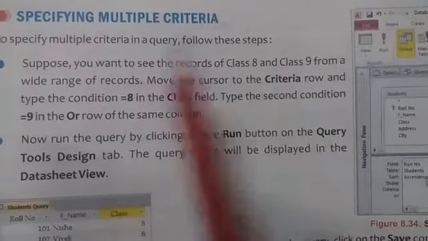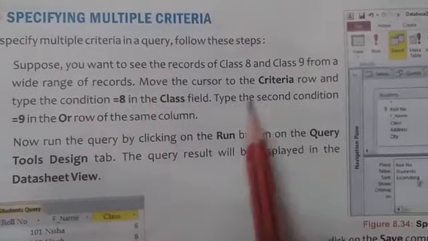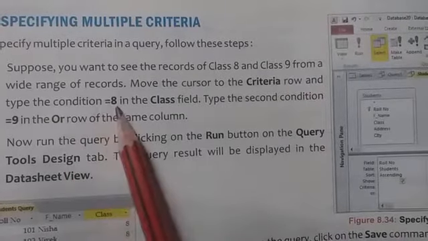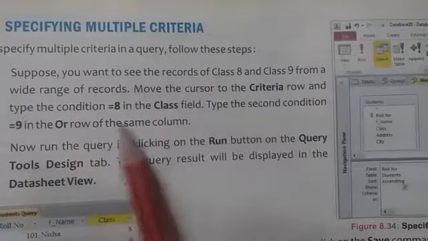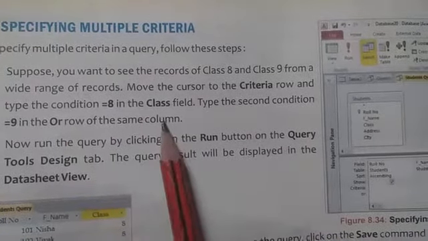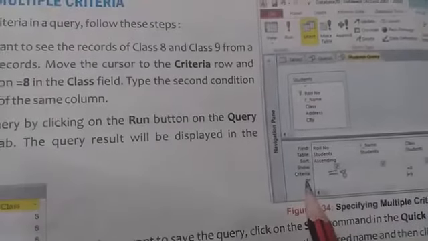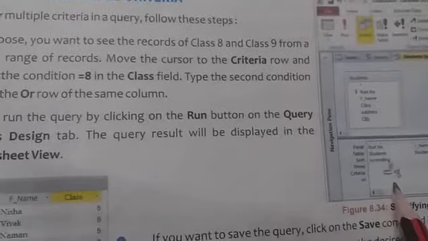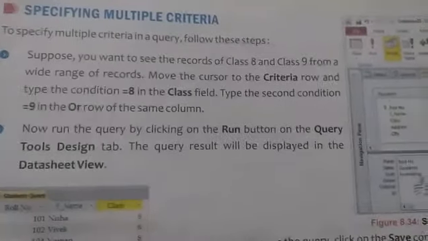To specify multiple criteria in a query, follow these steps. Suppose you want to see the records of class 8th and class 9 from a wide range of records. Move the cursor to the criteria row and type the condition equal to 8 in the class field and type the second condition equal to 9 in the OR row of the same column. For example, you want to find some information from 8 class, then you have to write criteria equal to 8, and in the OR property also, you have to write the 9 because you want to find information from the 8th and 9th both classes.